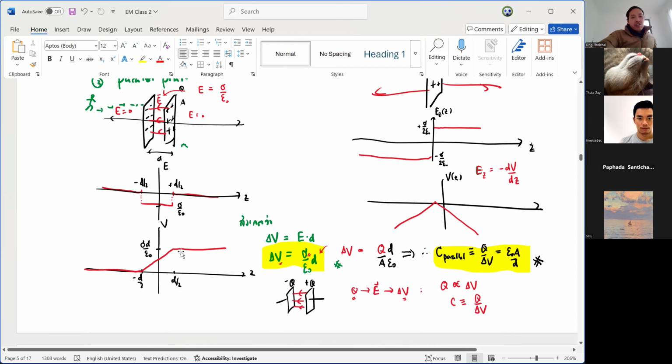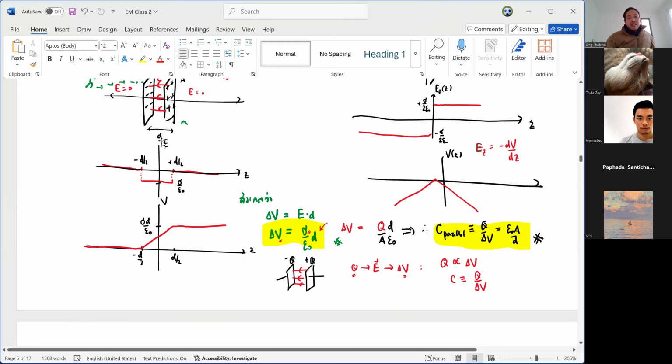So when I plot the graph of E, I get this. Does it make sense? It's zero outside, so from d over 2 and beyond, and lower than minus d over 2, it's going to be 0. And in between this region it's going to be a negative value of minus sigma over epsilon naught, because it's to the left direction. And in terms of potential, it's going to be like this, because the right side has a higher potential and the left side a lower potential.